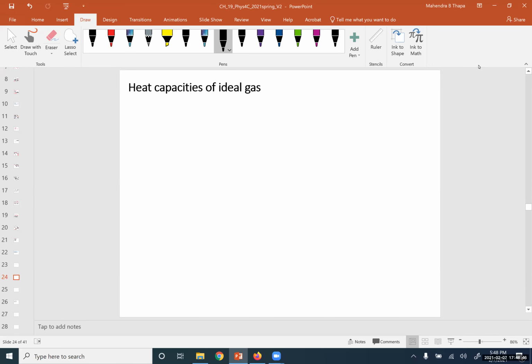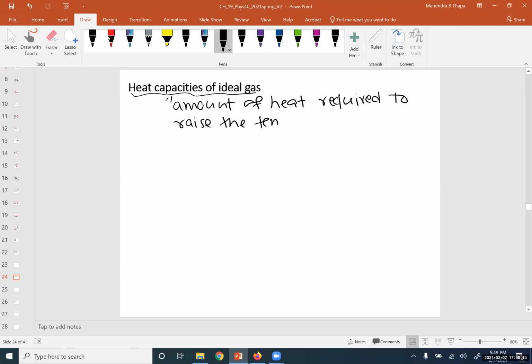Let's start with the heat capacity of an ideal gas. Okay, so we define heat capacity of an ideal gas in simple words as the amount of heat required to raise the temperature by 1 degree Celsius, by 1 degree Celsius, of a unit substance. Unit substance.